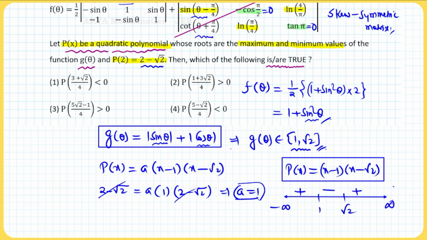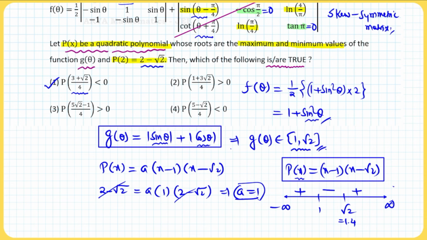Now we can figure out which options are correct. If you see the first option, (3 plus root 2) by 4: root 2 is approximately 1.4, so 1.4 plus 3 is 4.4, divided by 4 is 1.1. So this number is close to 1.1. And remember, root 2 is nothing but 1.4. So between 1 and 1.4, we get a negative sign for p(x). Therefore the first option is correct. When x is (3 plus root 2) by 4, it will be negative.